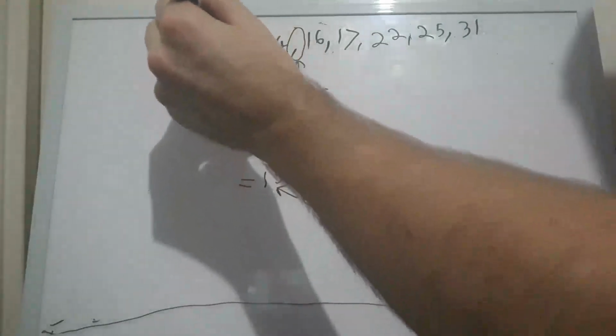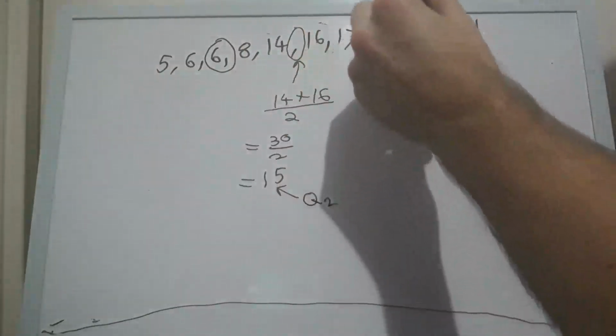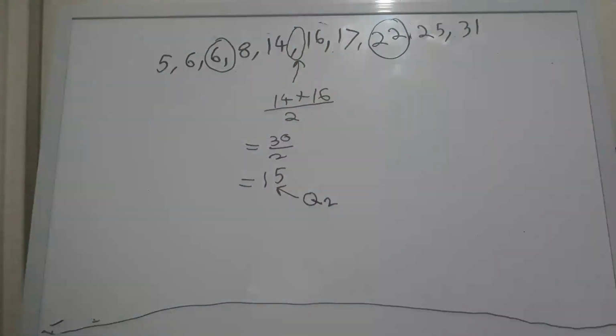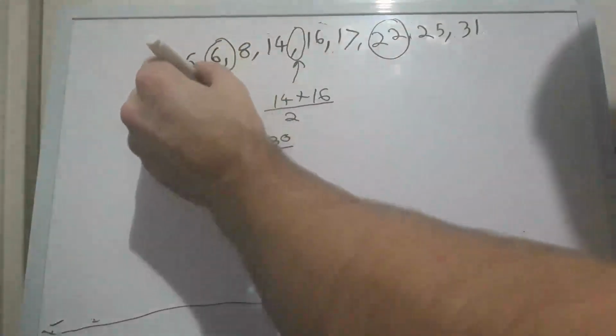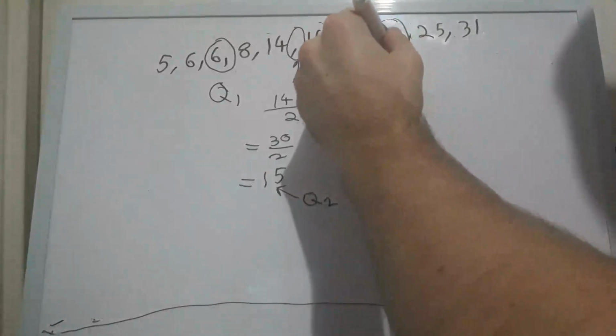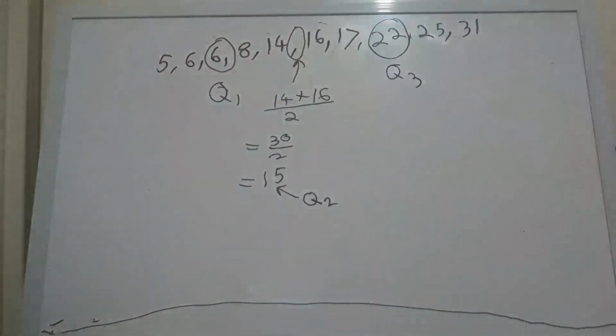Now, quartile 1 and quartile 3, in this case, will still be the same. But if you have a different amount of data points, you may have to do a similar thing in terms of averaging the two data points that are in the middle of your data set. So just write Q1 and Q3. Okay, so that's a little bit about box plots, interquartile range, determining outliers.